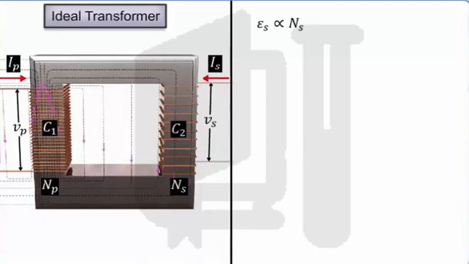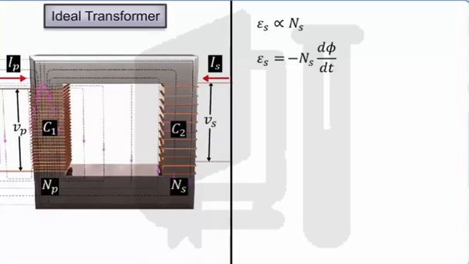Then, according to the principle of mutual induction, the EMF ES is equal to minus Ns into d phi by dt, where d phi by dt is the rate of change of the magnetic flux linked with the secondary coil. The minus sign is in accordance with Lenz's law.